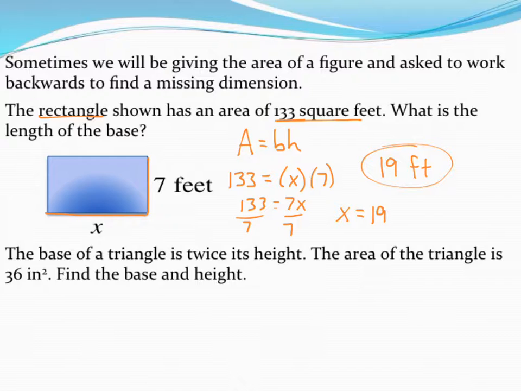And do make sure you label your answer. These are so easy to check too. Since we're saying the base is 19, just check your area formula. Does 19 times 7 equal the area that was given to you, 133? And it does check out. So these are great easy ones to check.